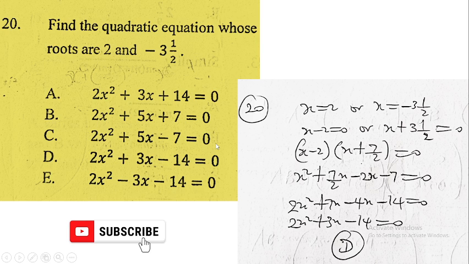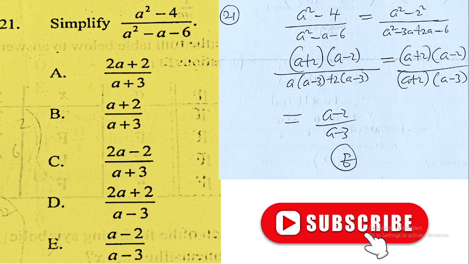Now let's move to question number 21 quickly. Question number 21 is simplification of algebraic fraction. We have to simplify a squared minus 4 over a squared minus a minus 6.